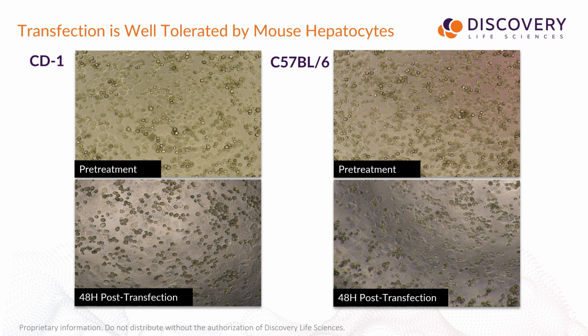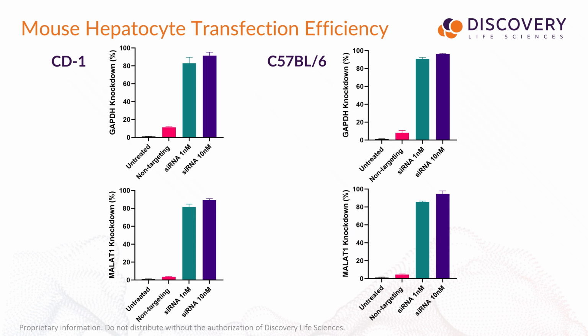As shown, the hepatocytes remain well attached and maintain healthy morphology following treatment, indicating that our transfection protocol is well tolerated by mouse hepatocytes, even after extended incubation. To demonstrate the effectiveness of our optimized transfection workflow, we assessed gene knockdown of two commonly used RNAi controls, GAPDH and MALAT1, in primary hepatocytes from both CD1 and C57BL6 mice.